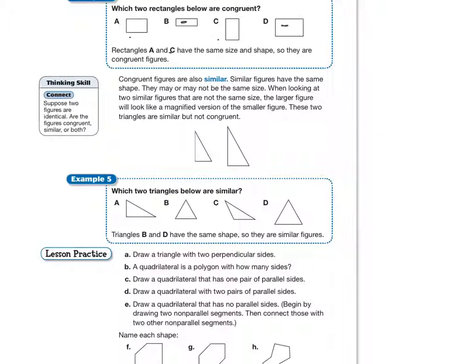So congruent figures are also similar. Similar figures have the same shape. They may or may not be the same size. So we notice here this one's smaller than this one. Which 2 triangles below are similar? So we've got this one and this one are similar. This one's definitely different than this one. See, this has a 90 and this is an obtuse angle here. So it is not the same.